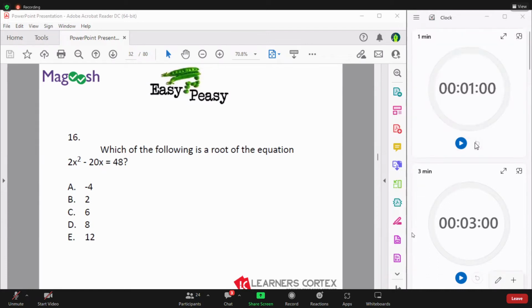Yes, Venkatesh, would you like to help? Yes, sir. So basically, we bring 48 to the other side of the equation and then divide the whole equation by 2. You will get x square minus 10x minus 24 equal to 0. And the factors would be minus 12 and 2. Minus 12 and 2. Yeah.